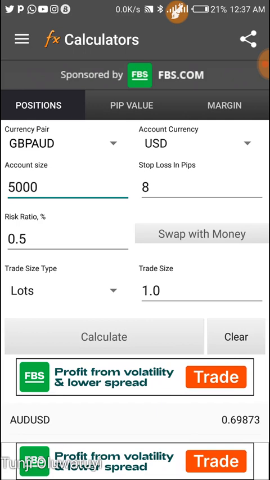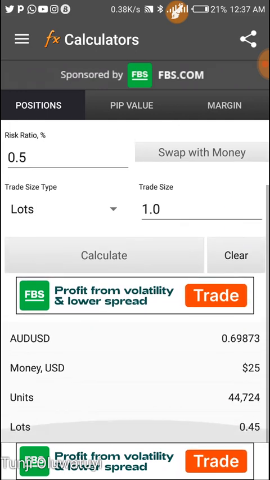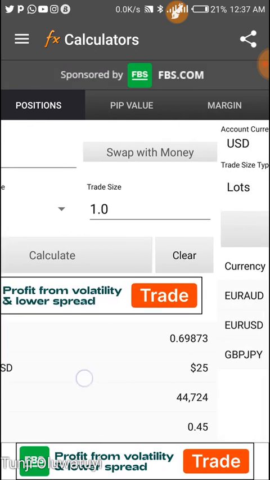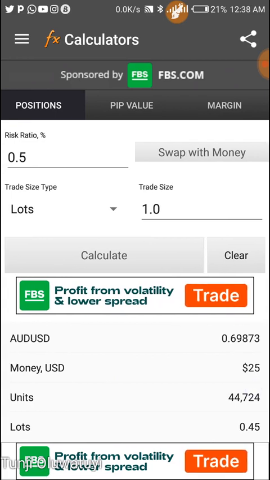if I have a setup that is giving me a stop loss of 8 pips, and I'm risking 0.5% of my account, and in this case, let's assume that I am trading a $5,000 account, so I'm risking 0.5 of that. Now, you can see that in money terms, what I'm risking is $25. And what I'm trading in units is going to be 44,724. But the lot size that I'm going to put in that particular trade is 0.45. Really very easy.